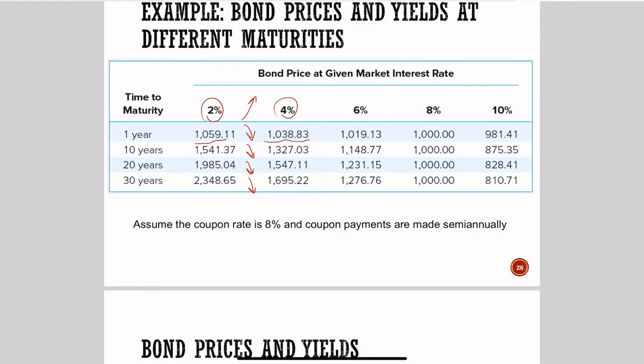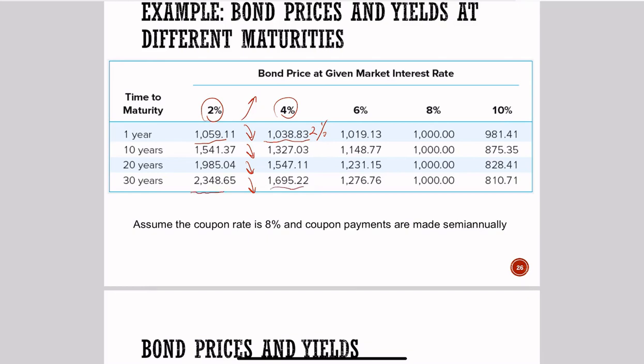Now, if you compare these two numbers, you can see that the difference is about 20, right? And if you think about the percentage, it's about 2%. So this basically means that for this 1 year maturity bond, if interest rate increases from 2% to 4%, then bond price decreases by about 2%. Right? Now let's look at the 30-year bond.